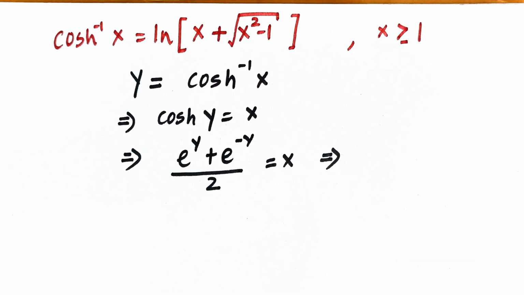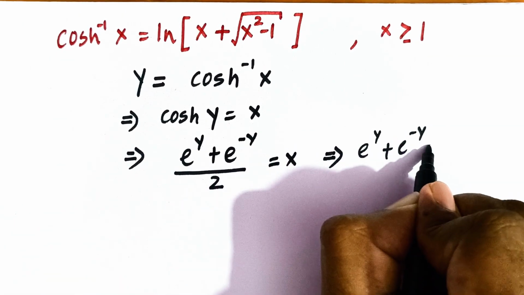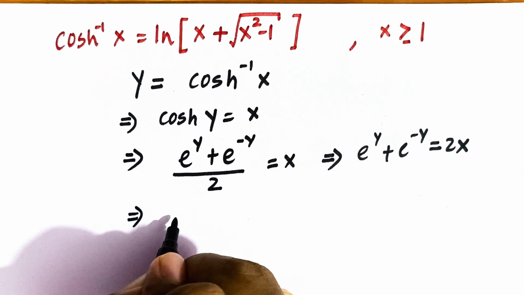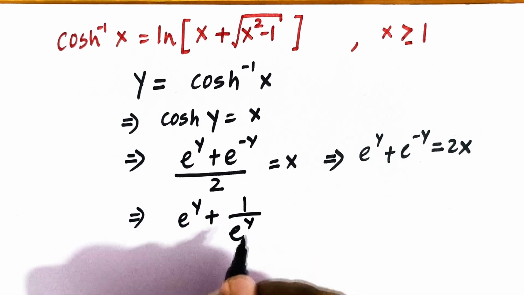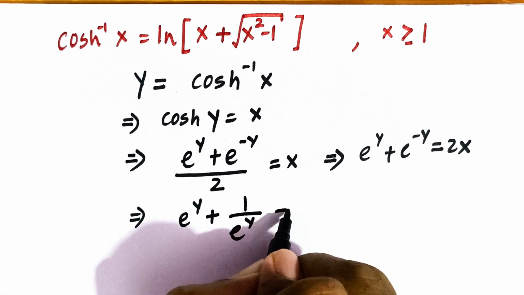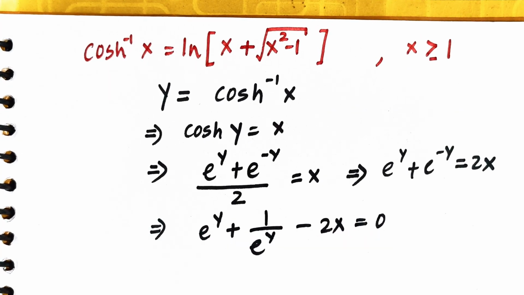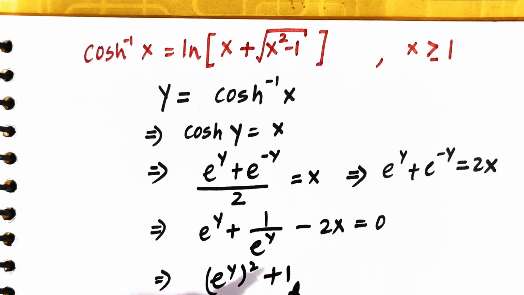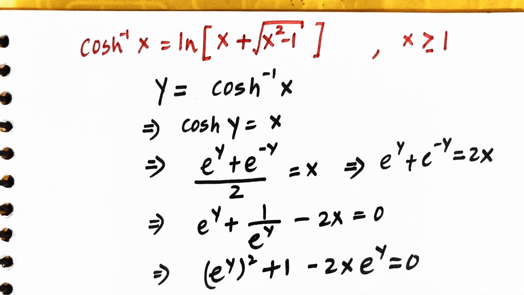Let's multiply 2 both sides. We have e^y + e^(−y) = 2x. Bring the 2x to the left side. We have e^y, and e^(−y) can be written as 1/e^y, minus 2x equals 0. Then multiply e^y both sides. We have (e^y)² + 1 − 2x e^y = 0.